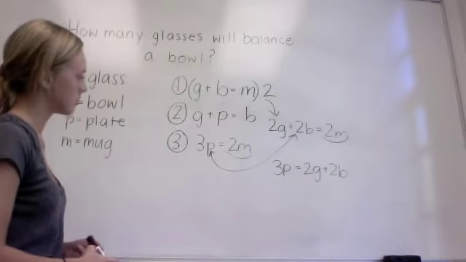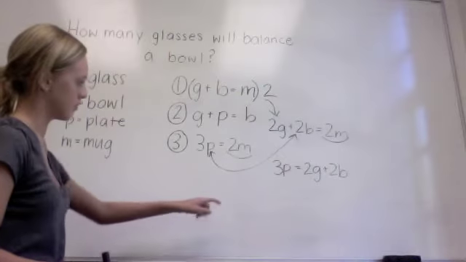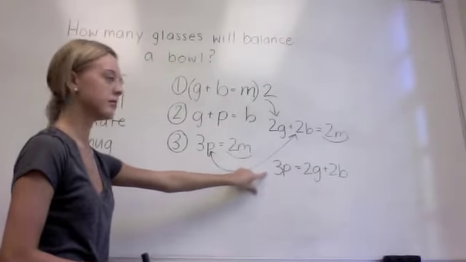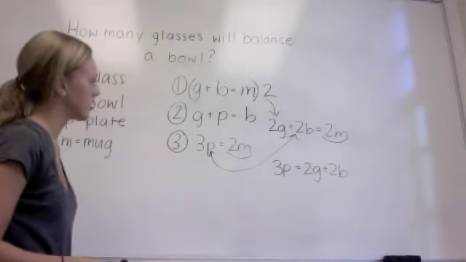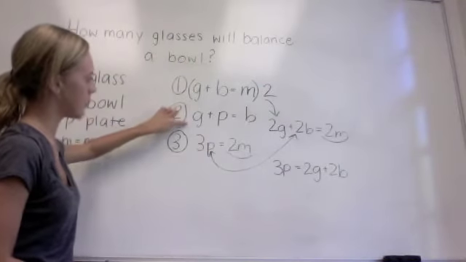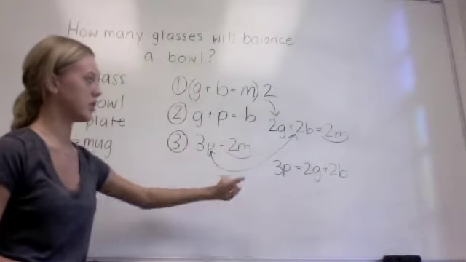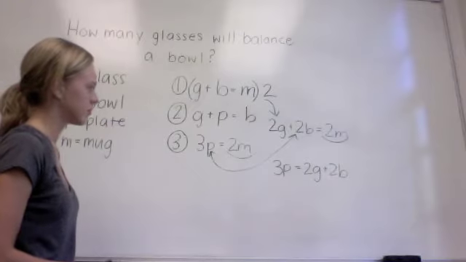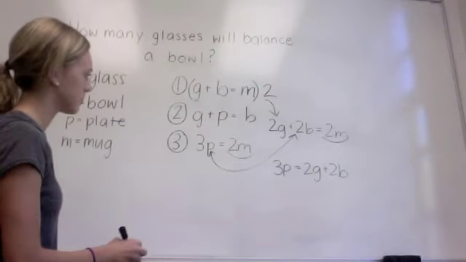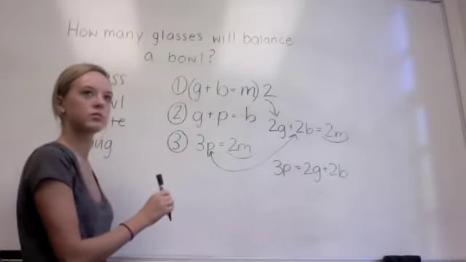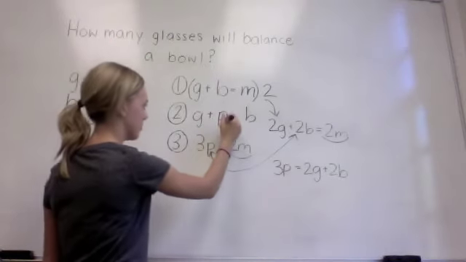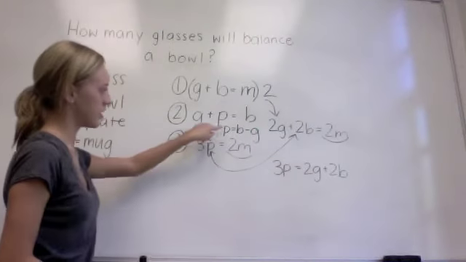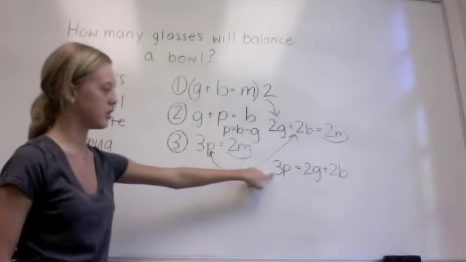Well, we have plates, glasses, and bowls. And where else do we have plates, glasses, and bowls in this problem? The second one has glass, plate, and bowl. So how do we get this equation in the form of this equation? Since we have G plus P equal to B, if we subtract that glass to the other side, it'd be a plate is equal to a bowl minus a glass. This looks pretty similar, but we have 3's and 2's down here.